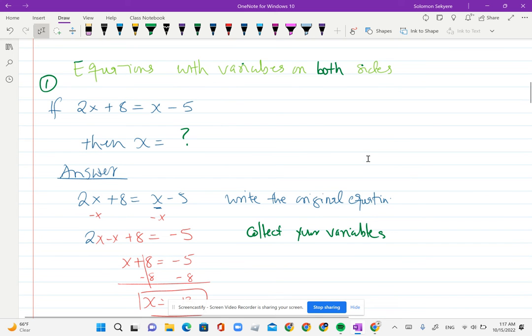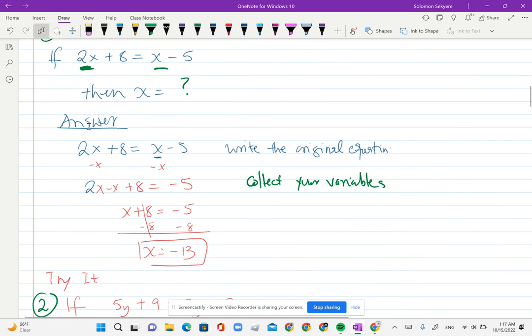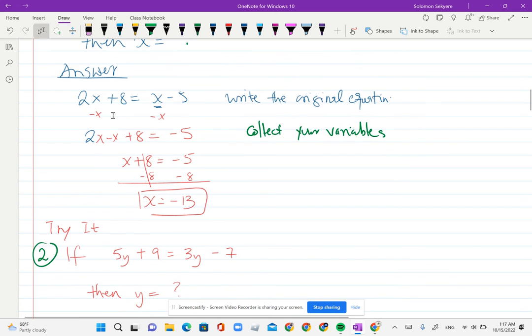Now, sometimes we have equations that involve variables on both sides. You have 2x here and we have x. We need to collect them on one side. Generally, we want to collect your variable on the left side, but you can also say we want to collect it where we have more variables. So we have 2x here and we have only 1x here. We're just going to move everything to the left. So how do we solve that? First, we need to underline our variables, and then collect them.